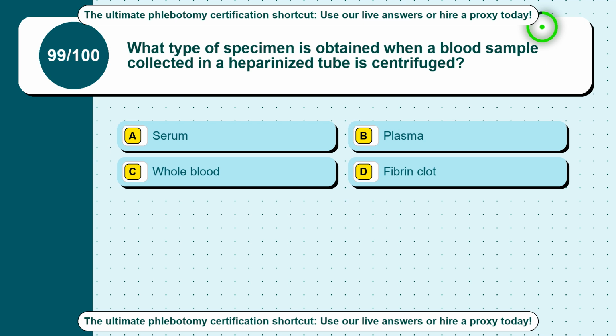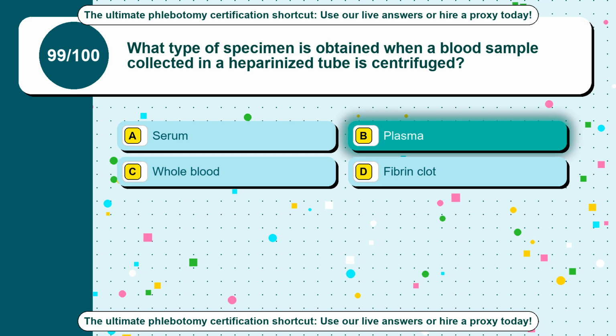Question 99. What type of specimen is obtained when a blood sample collected in a heparinized tube is centrifuged? Option A, serum. Option B, plasma. Option C, whole blood. Option D, fibrin clot. The correct answer is option B, plasma.